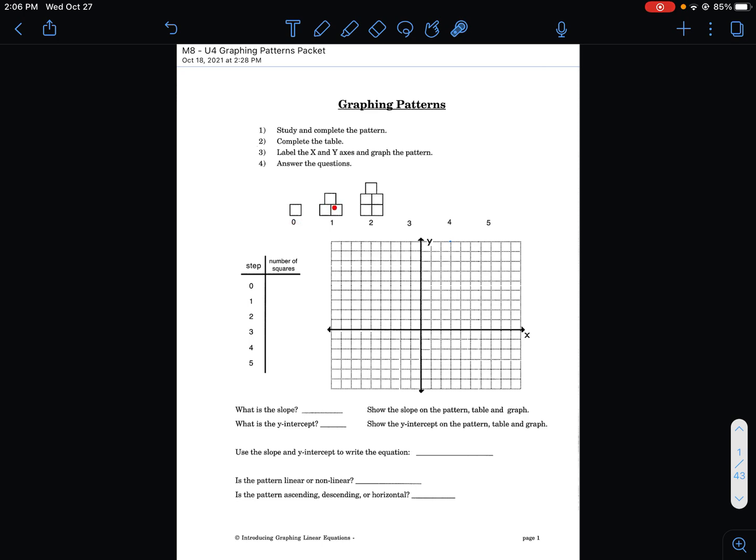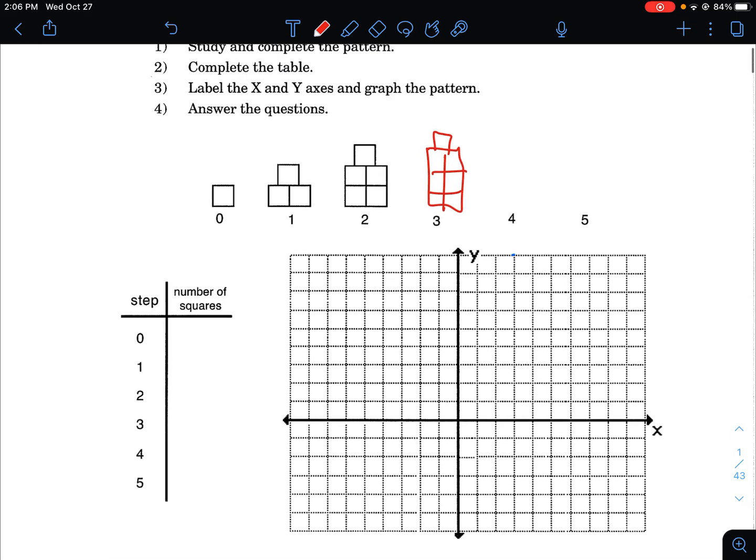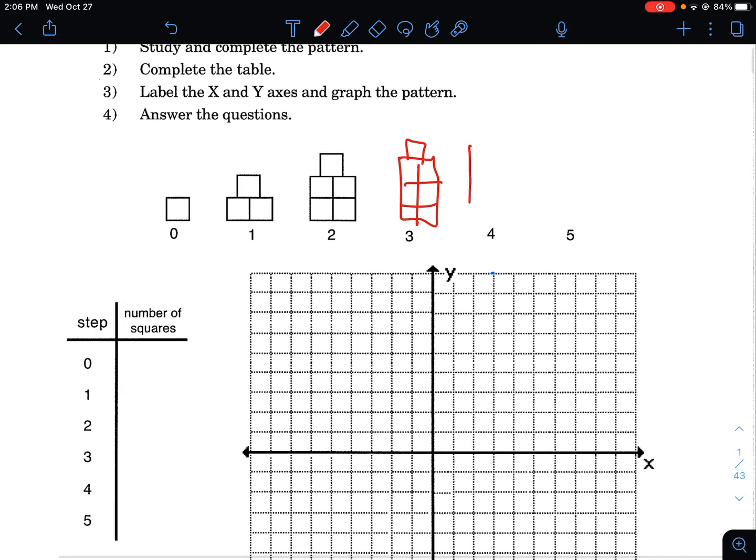In our first pattern, at step 0, we have one box. At step 1, we have 3. Then we have 5. What does the next pattern look like? It probably looks something like this. Probably 6 boxes followed by 1 on top. I know this isn't a very good drawing. It's the best I can do.